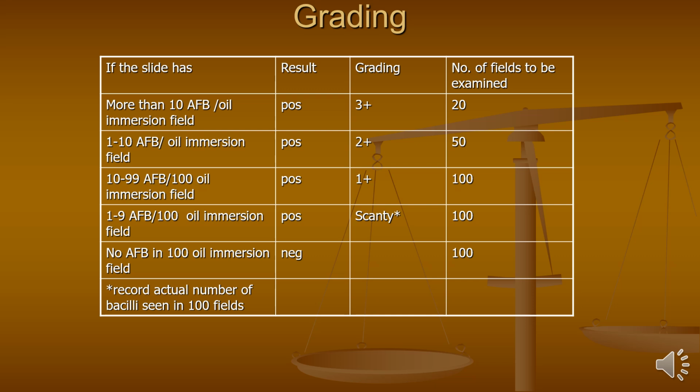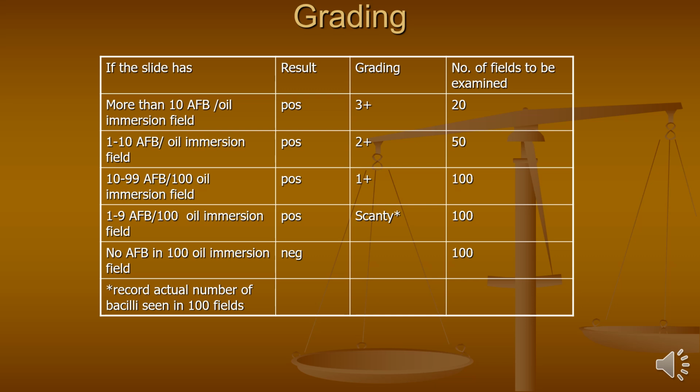If you have more than 10 AFB per oil immersion field, you have to grade it as positive, 3+, and you should examine around 20 fields. This is the RNTCP grading. If you have 1 to 10 bacilli per oil immersion field, the result is positive and graded as 2+. 50 fields should be examined.